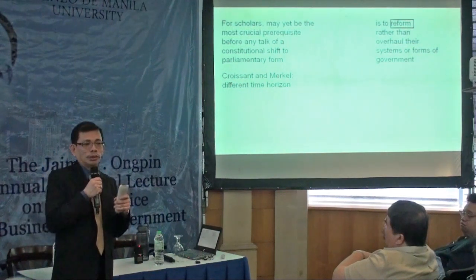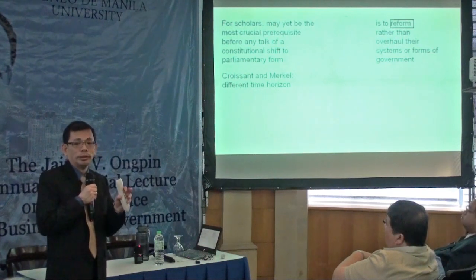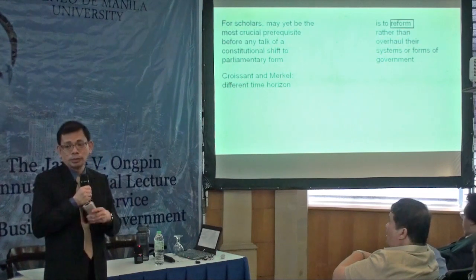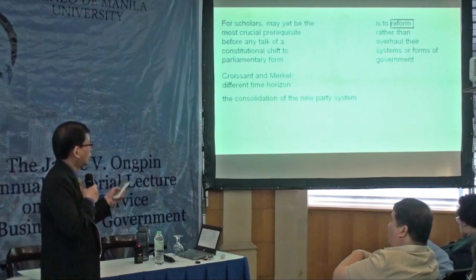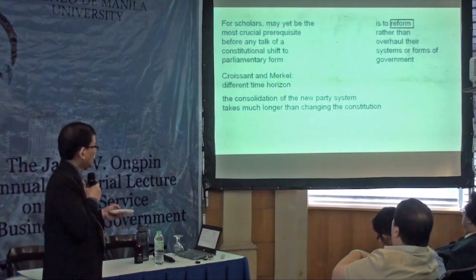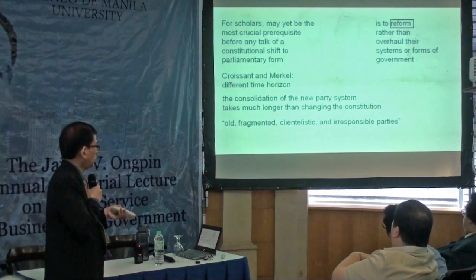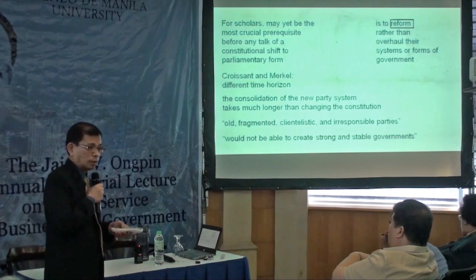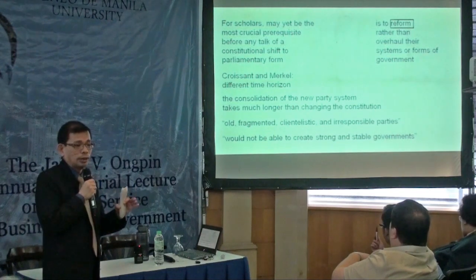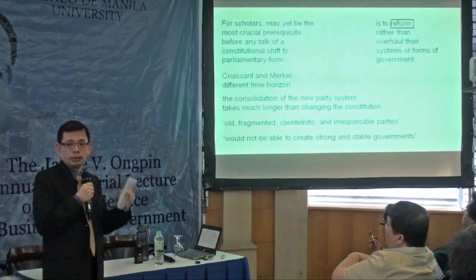Constitutions are written down. They're formal. They're easy to write down. You could write them down in one day. But to change behavior, that's something else. At times it takes months, years, even decades. So the consolidation of the new party system takes much longer than changing the constitution. According to them, old, fragmented, clientelistic, and irresponsible parties would not be able to create strong and stable governments, such that your problem when you make the shift is actually government stability itself, not just inefficient policy making.